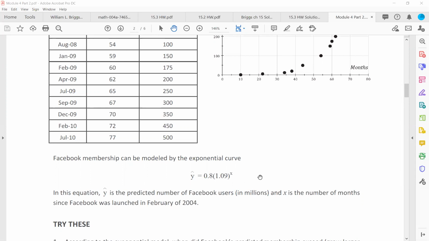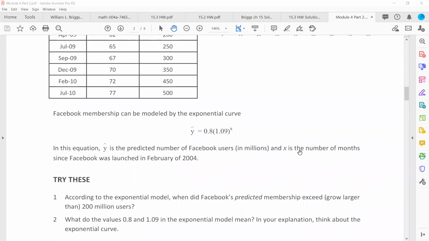And to answer question 2, as we saw on the board, let me type it here for you, 0.08, which is equivalent to 800,000 users, shows the initial membership in Facebook. And B, which is equal to 1.09, represents the growth factor.